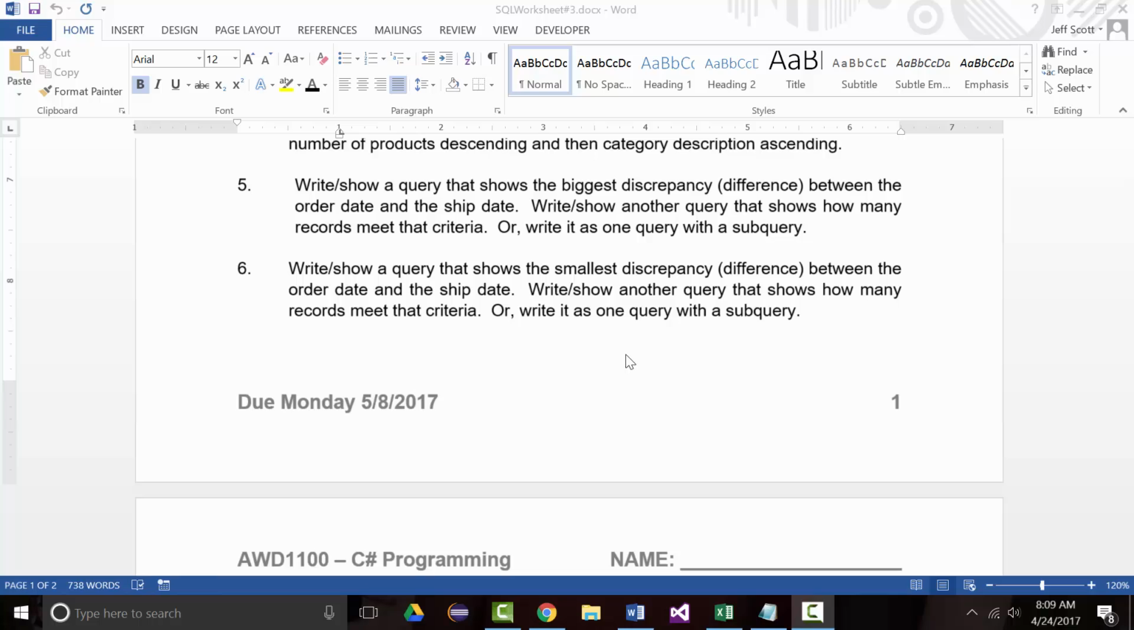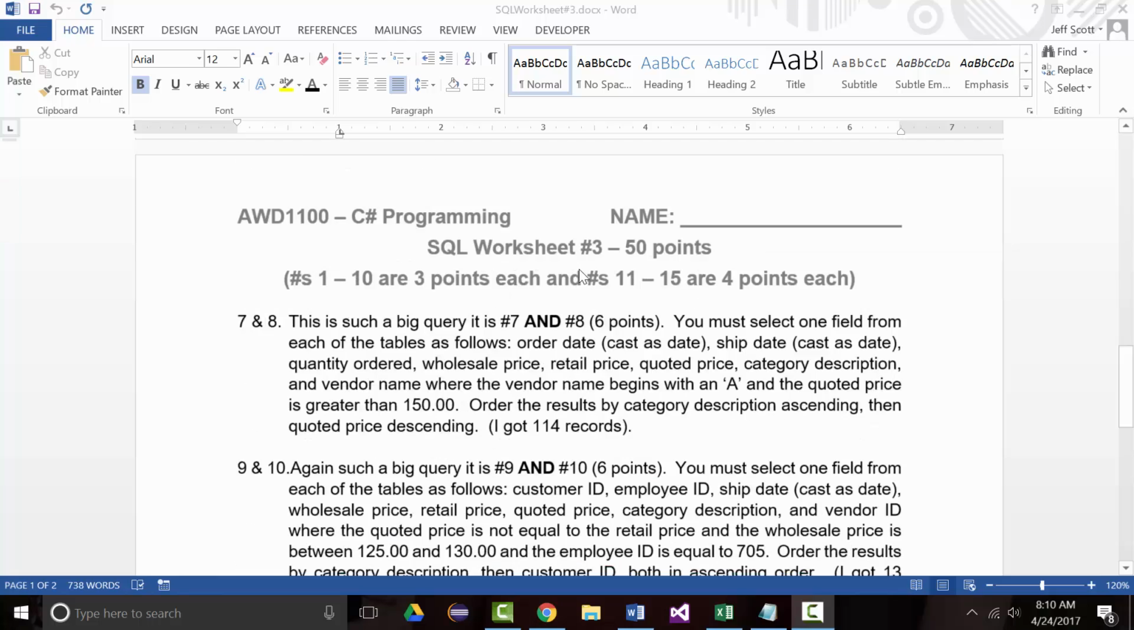All right. Write a query that shows the biggest discrepancy, or the biggest difference, between when a product was ordered and when it was shipped. And then write one that shows the smallest. I'll give you a hint right now. The biggest one is several weeks. The smallest one is 0, meaning that it was shipped the same day that it was ordered. Now, if you can, try to write this in a subquery. I had some problems trying to do that, so I wrote it as separate queries, but either way, it's fine.